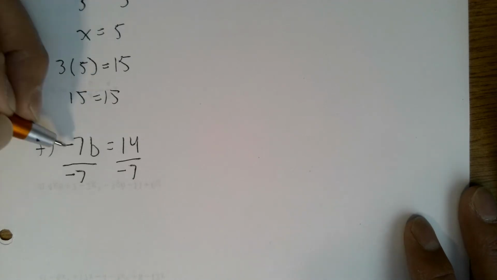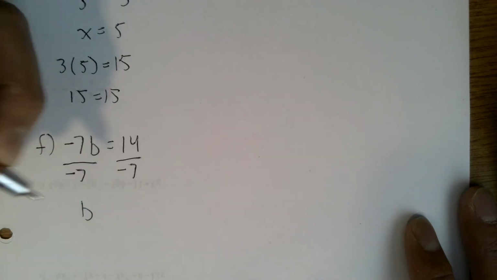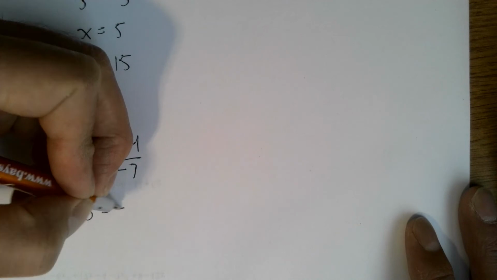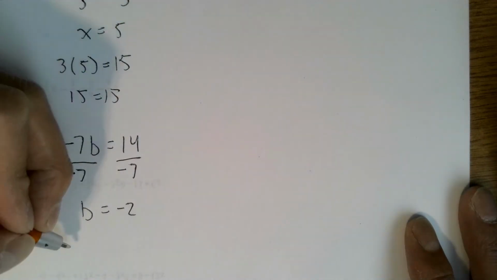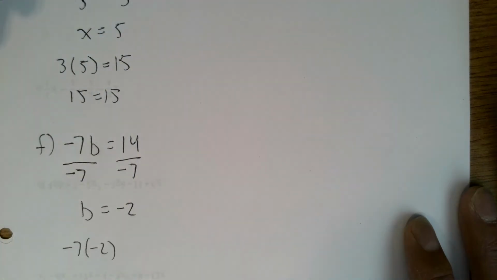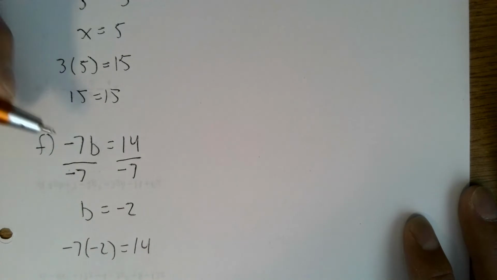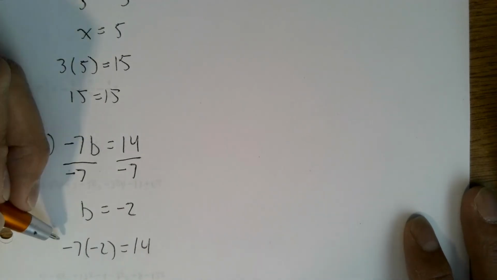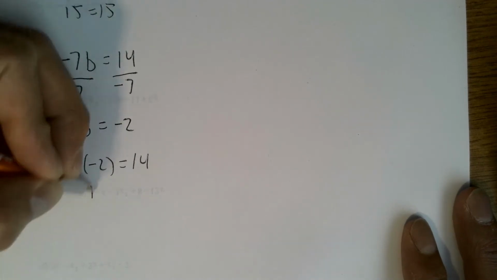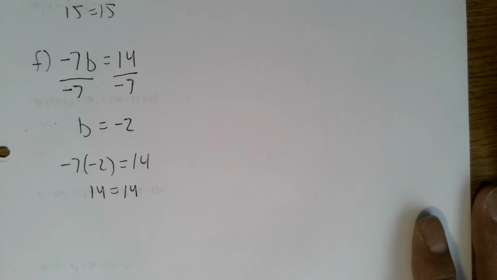So negative 7 divided by negative 7 is 1. So I'm left with just b. And on the other side, 14 divided by negative 7 is negative 2. Do my check. I'm going to write it exactly the same as the original, but with a negative 2 in brackets instead of the b. Notice no multiplication sign up here, which means no multiplication sign down here. Negative 7 times negative 2 is 14. So I get 14 equals 14 is the truth.